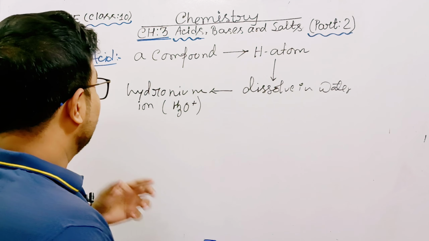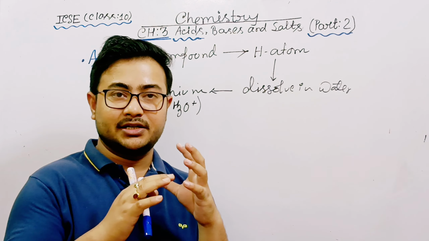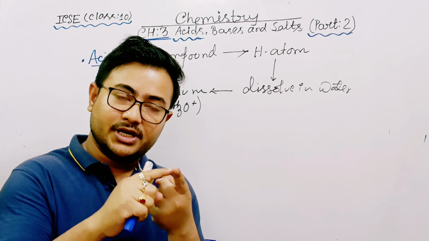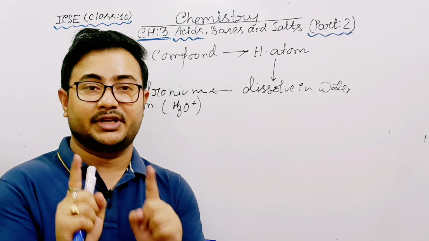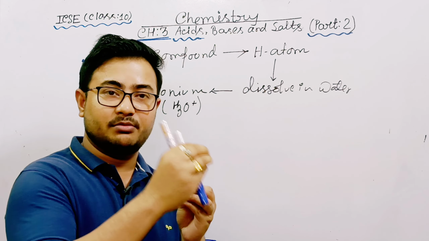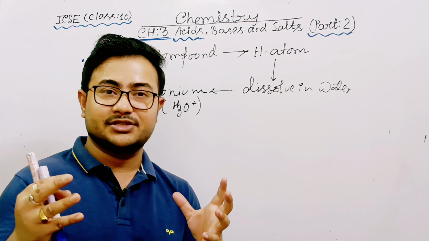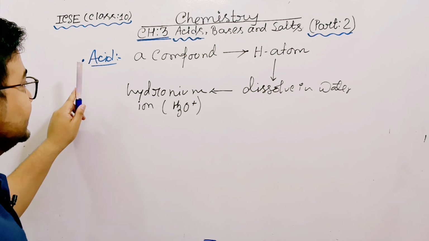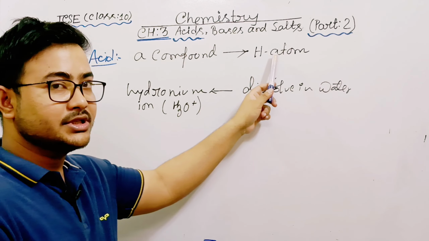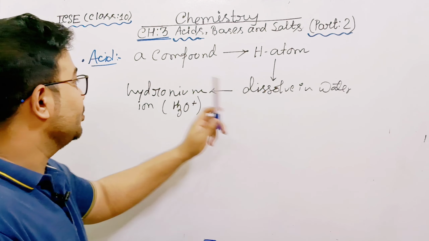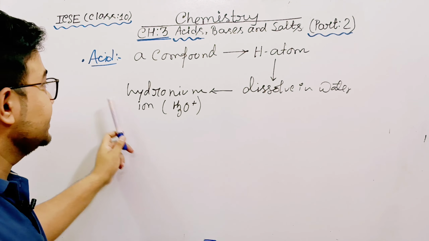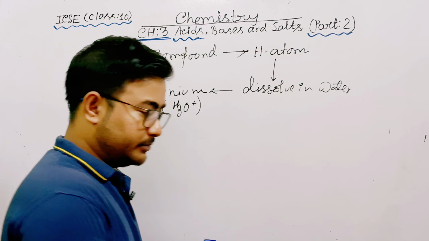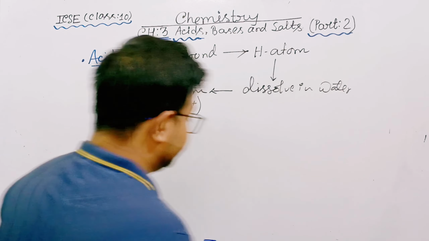Always try to understand, don't memorize the definition, understand the key terms. Now join the key terms and make your own definition. Don't memorize the definition from any other book or notes, it is not required. Learn the key terms and join them. So again the definition: acid is a compound which contains hydrogen atom, which when dissolved in water produces hydronium ion, is called acid. So write down your own definition. Do you understand?